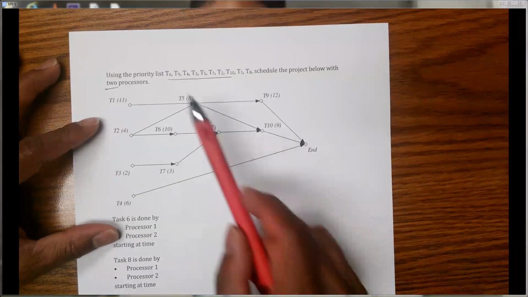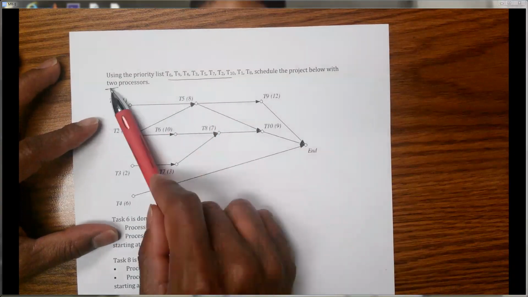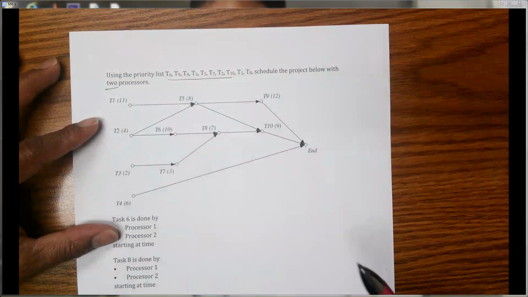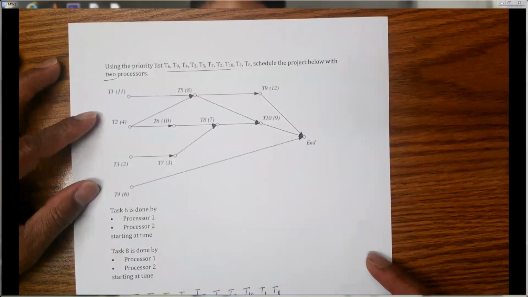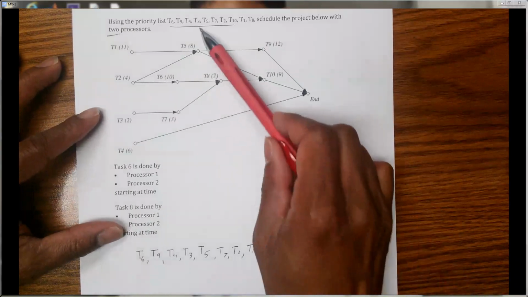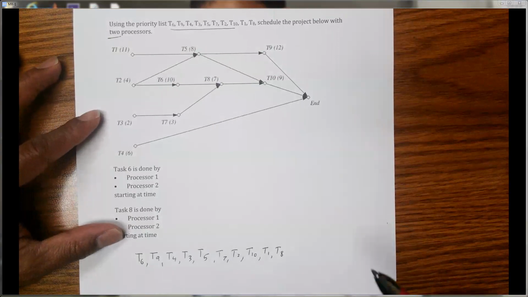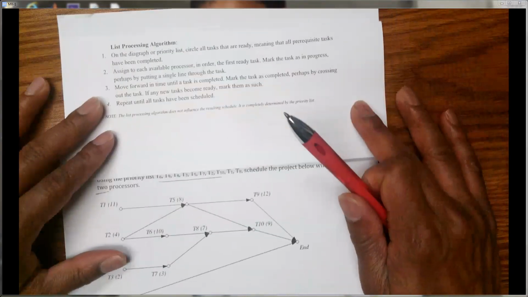So using this priority list, we have to schedule this project with two processors. After that, we need to answer these questions. So first of all, let me copy the priority list down here. I'm just copying the very same thing from here. And now, to make the schedule, I have to use a list processing algorithm.